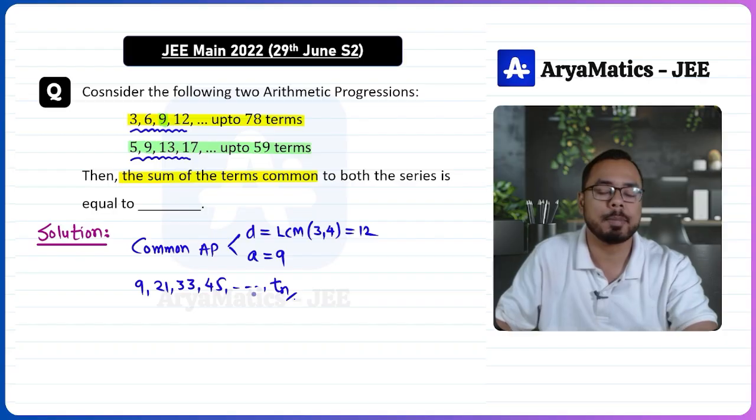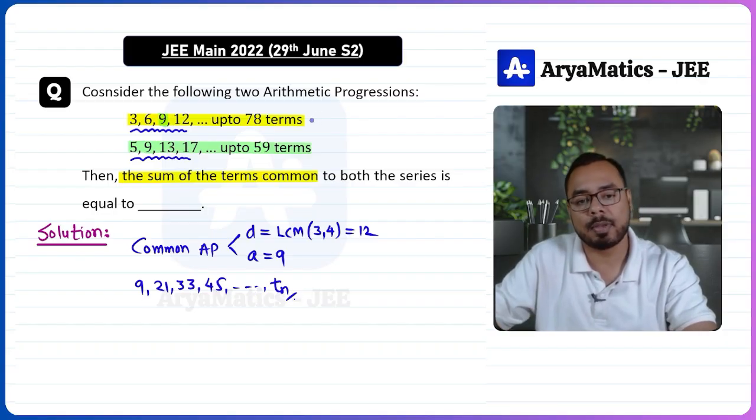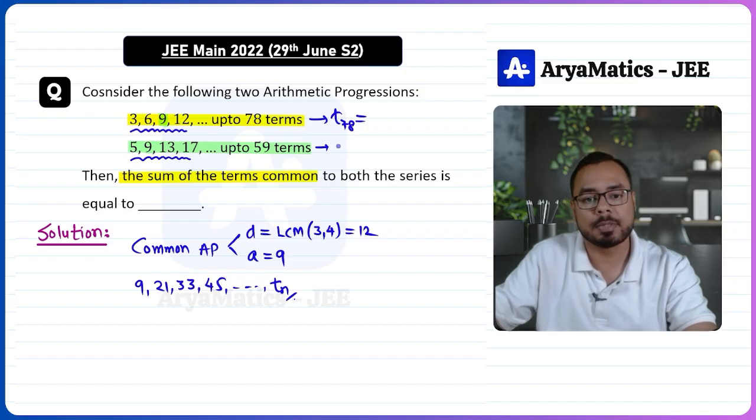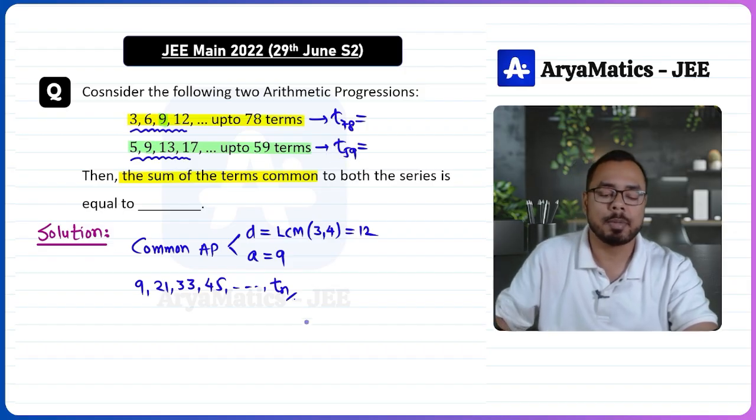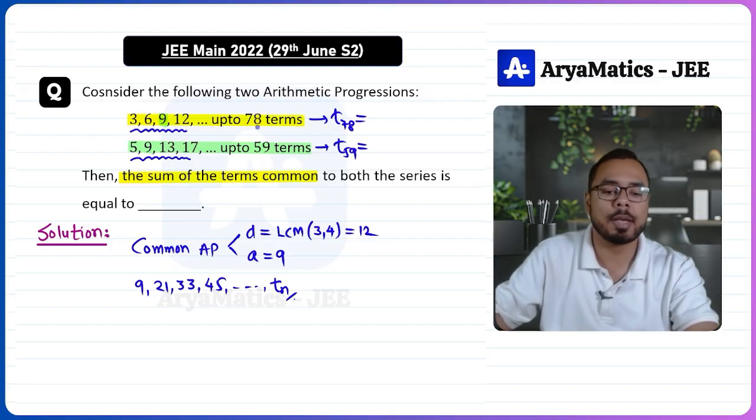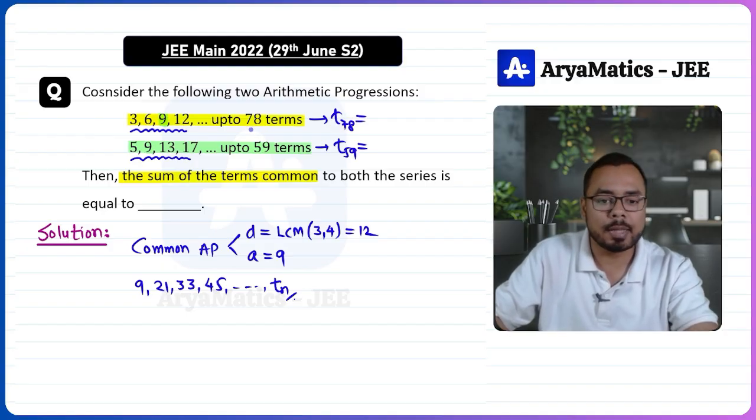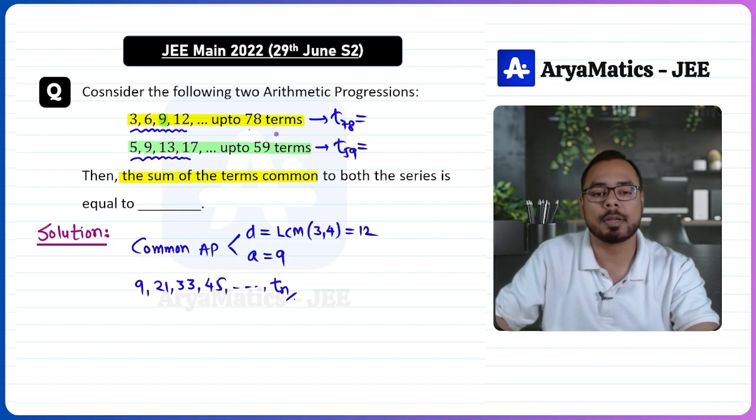Let us say the last term is Tn. Now, in order to find Tn, first we have to find the 78th term of the first AP. And similarly, we need to find the 59th term of the second AP, because the last term of the common AP cannot be greater than the smaller of these two numbers, right?